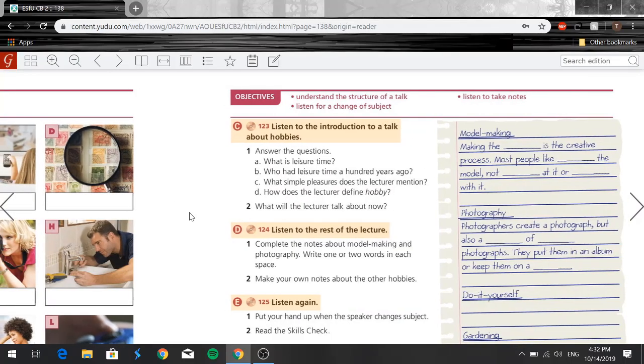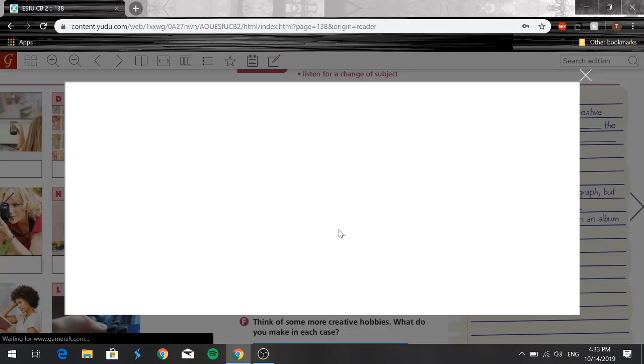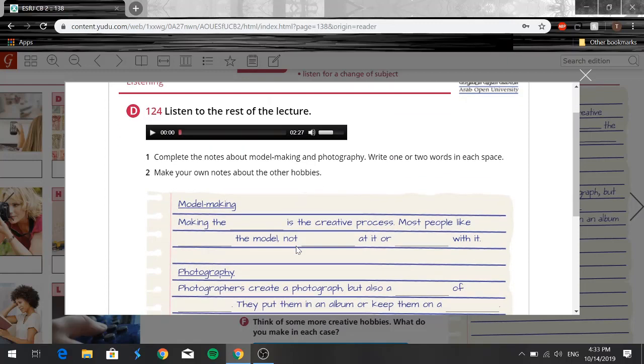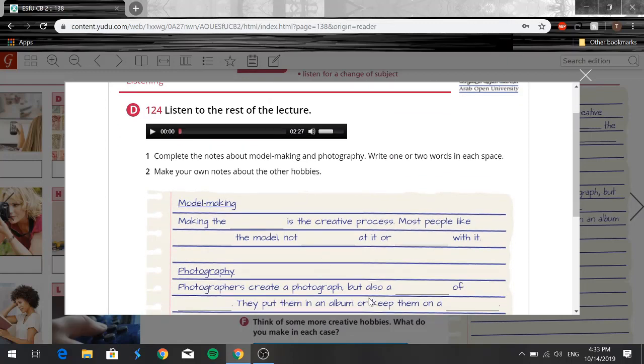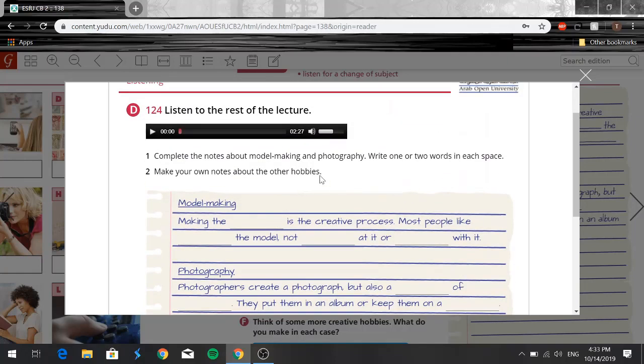Now let's move on. D, listen to the rest of the lecture. Alright, so now we're going to be listening to the rest of the lecture here. 2.5 minutes, so take out your page, I think you do, yeah you do. So get ready because we're going to be writing our notes, and we're going to complete our notes about model making and photography. Right, so now I know that the lecturer is going to talk about model making and photography, and we have to write 1 or 2 words in each space. So here we go. Get ready, and I'll be writing these down as we go.